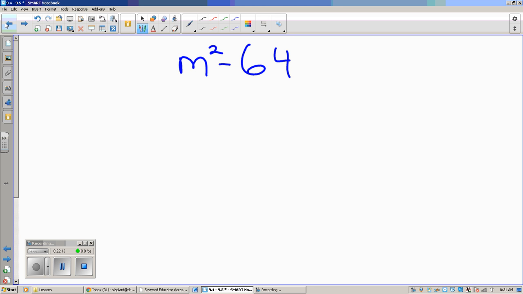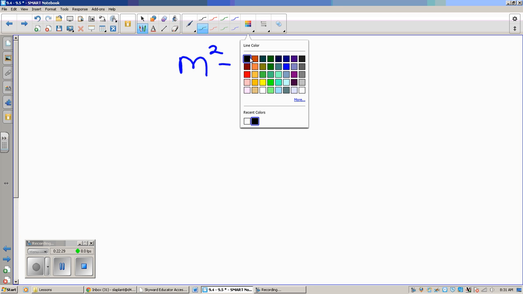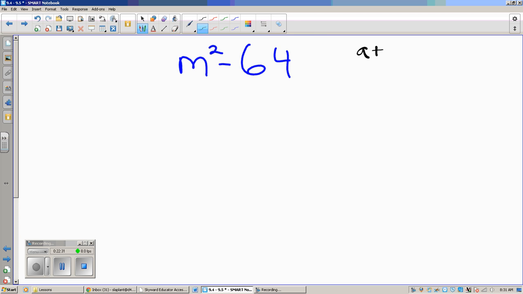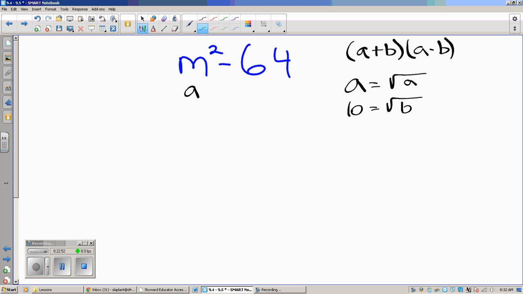So recapping real quick. We know that if we have the difference of two perfect squares, we can use the form a plus b times a minus b, where a is the square root of the first term, and b is the square root of the second. So in this problem, using that logic, a is m squared, and b is 64.